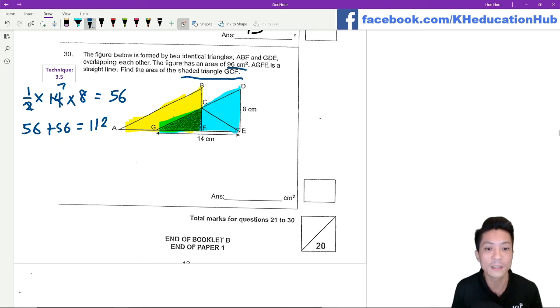Now, if you notice that the shaded area is green color, right? There's actually two layers of it. This 96 cm is basically one layer of each and every one of them: one layer of the yellow, one layer of the green, and one layer of the blue. But this 112 is one layer of the yellow, two layers of the green, and one layer of the blue. Which means that if we use 112 minus away the 96, 16 cm square is the area of the shaded triangle.